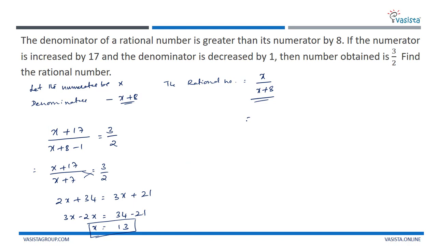So the number is what? The rational number is this, right? x is equal to 13, we got that. So that is 13 by x plus 8. x is 13, plus 8, which is going to be 13 by 21. This is the answer.